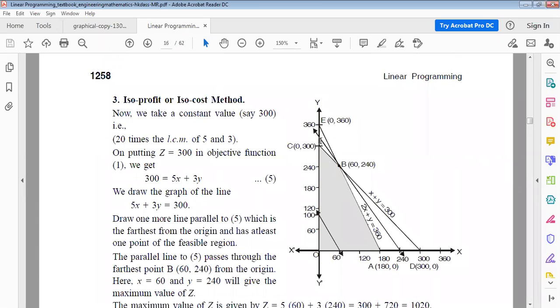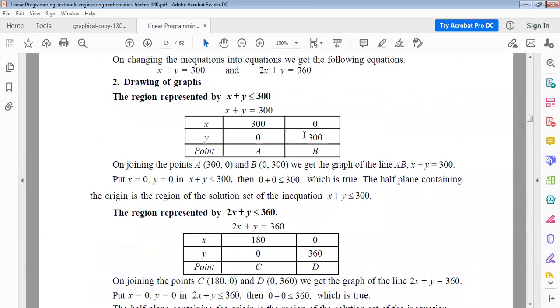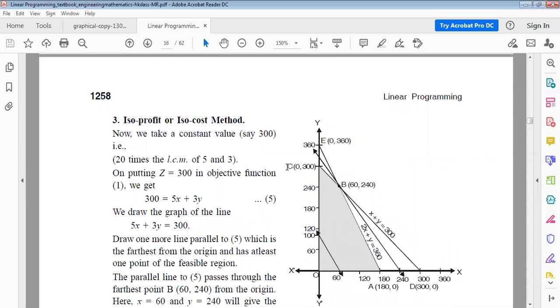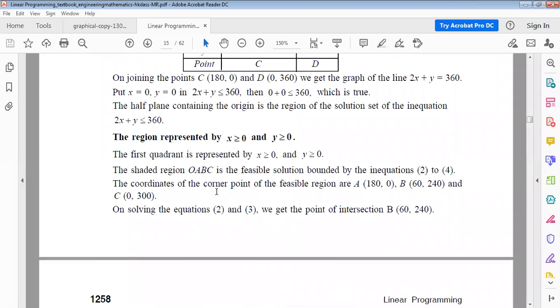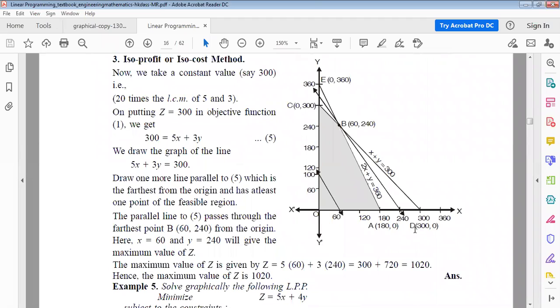Now this is the first inequality, with points (300, 0) and (0, 300). This is the first equation, the first constraint. And another constraint, which one? Another constraint with C point and D point.